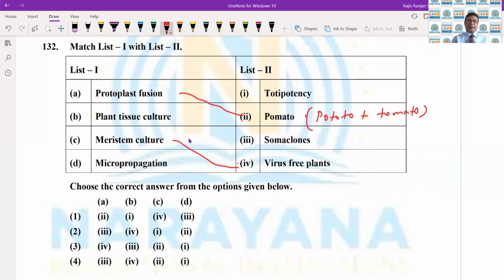Okay, and plant tissue culture is attributed to totipotency. Okay, and micropropagation just leads to formation of somaclones. So protoplast fusion is a technique in which two cells are first of all made naked. Two plant cells are made naked with the use of enzymes like cellulase and pectinase, and subsequently with the help of substances like polyethylene glycol.